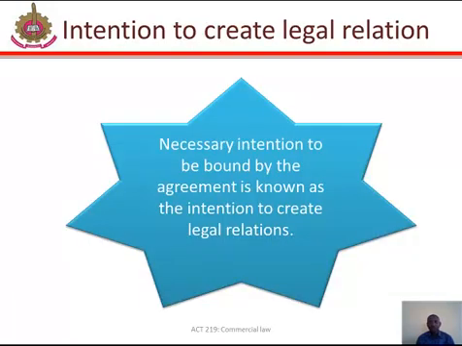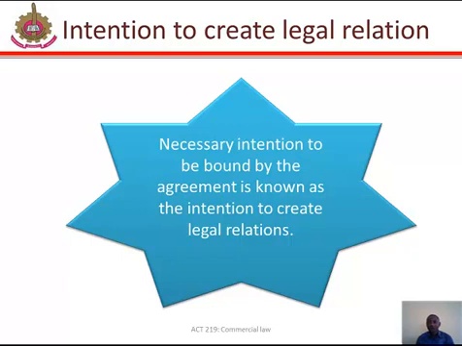The last element of contract is intention to create legal relation. From our previous study session, we have mentioned some elements of contract to be offer, acceptance, and the last one is intention to create legal relation. In addition to mutual exchange of promise and the presence of consideration, the parties must have the necessary intention to call for the assistance of court should the agreement be dishonored. This necessary intention to be bound by agreement is known as intention to create legal relation.